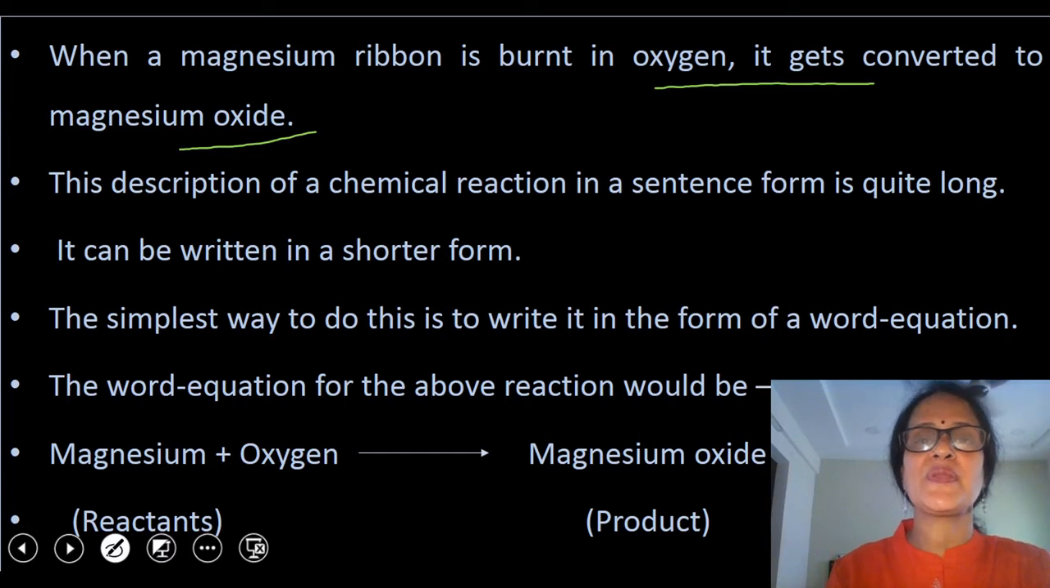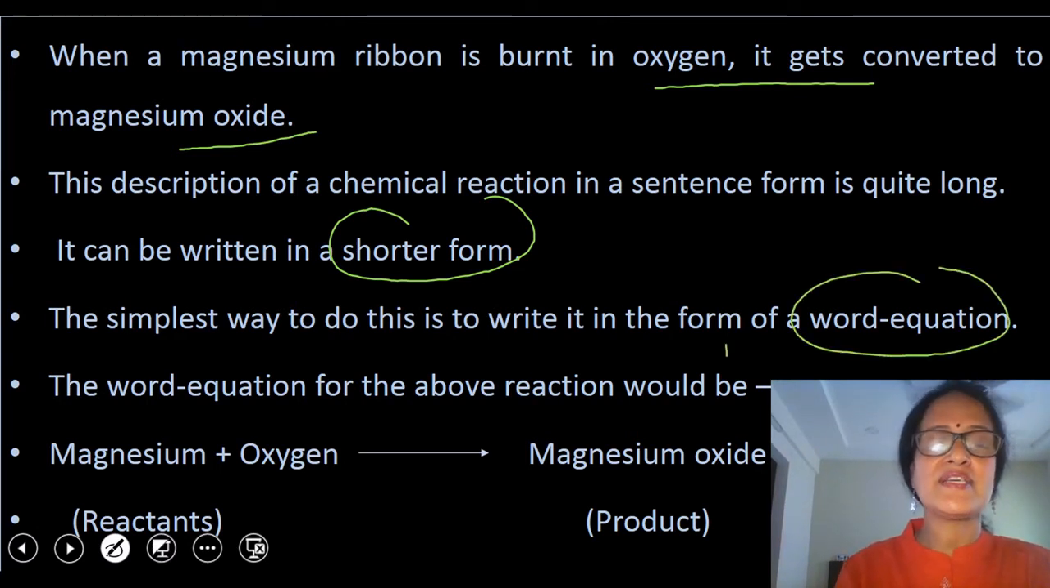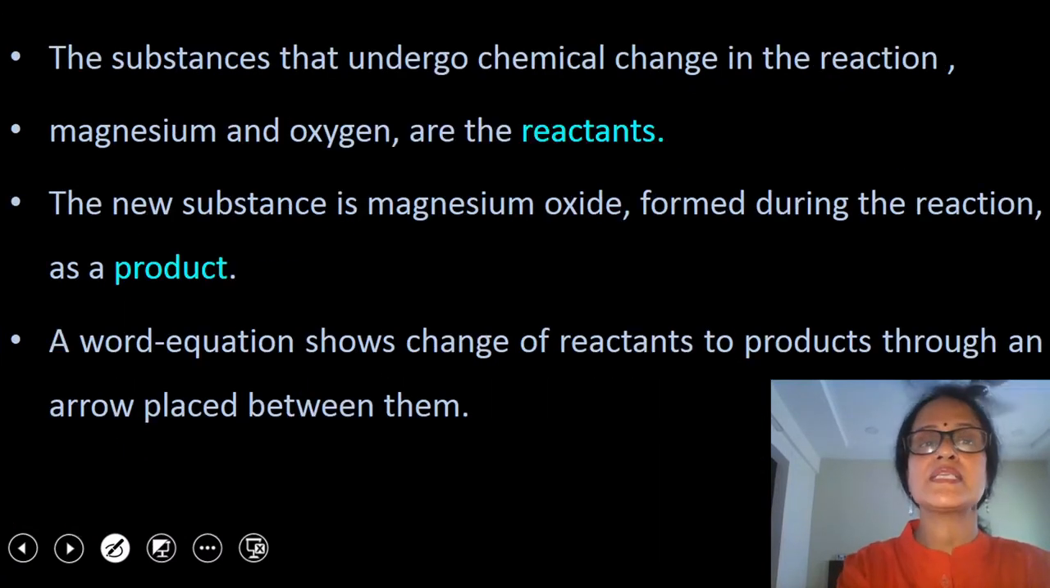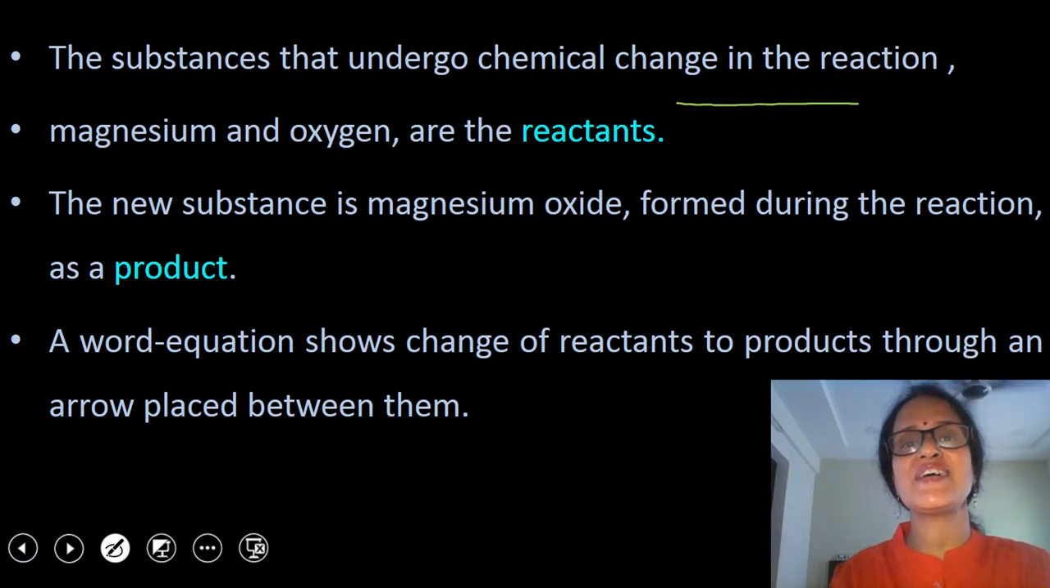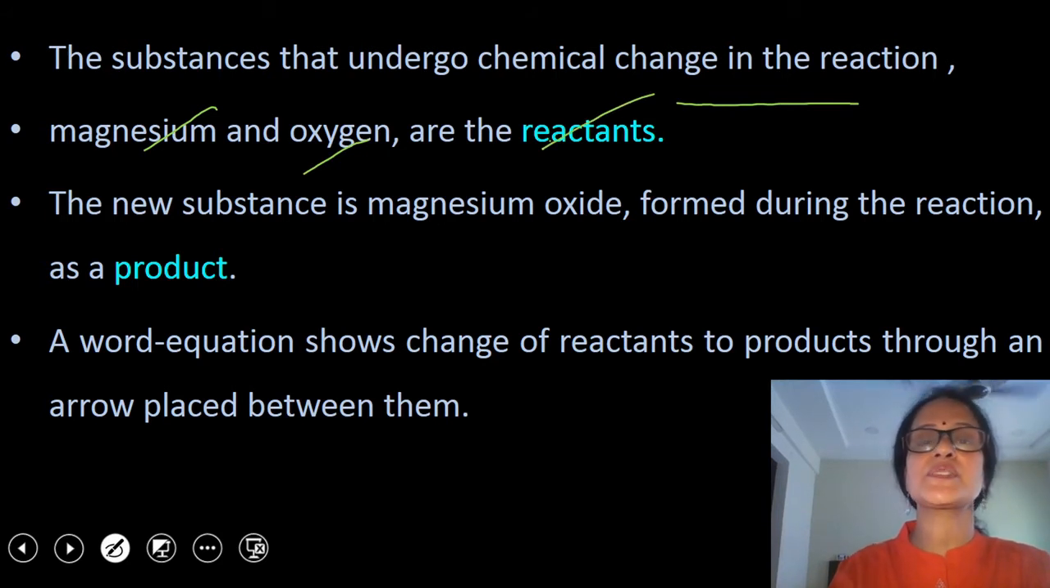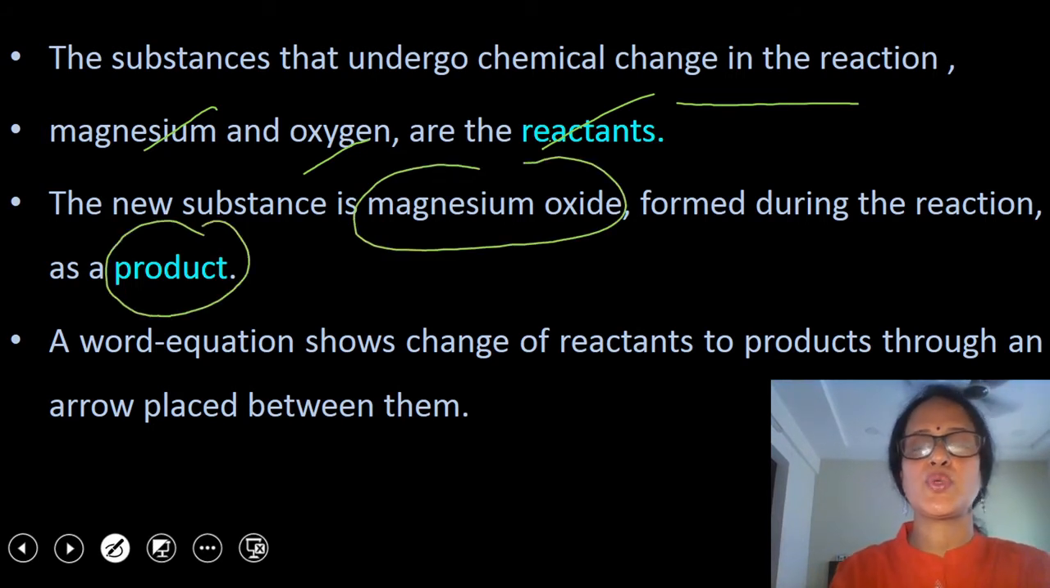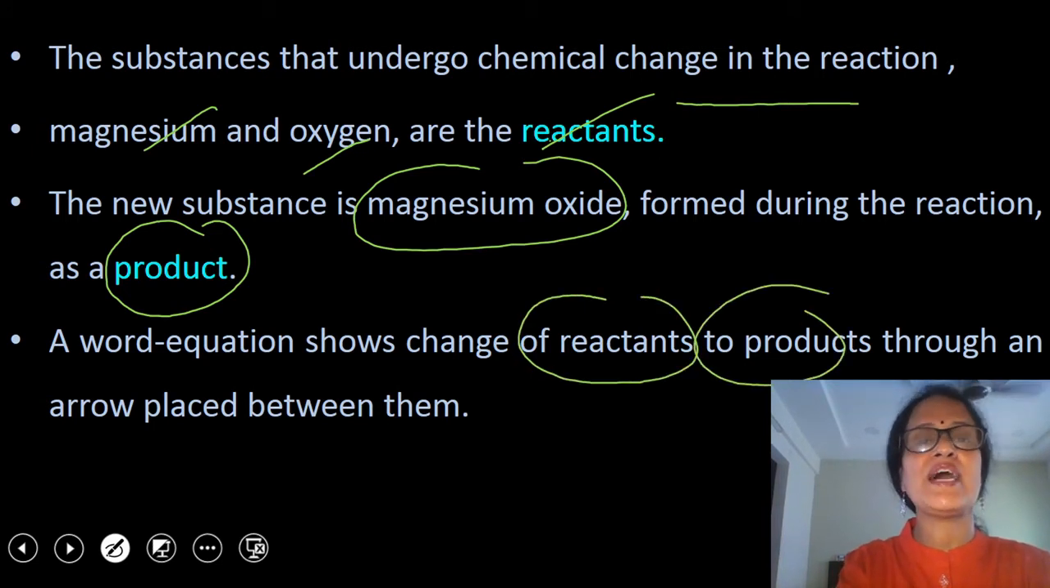If you want to explain this process to someone else, you will find that it is a very long process. So this process can be written in a shorter form. The simplest way to do this is to write it in the form of a word equation. You can write: magnesium plus oxygen gives magnesium oxide. The substances that undergo chemical change in the reaction are magnesium and oxygen, and they are called reactants. And the new substance which is formed during the course of a reaction is magnesium oxide, which is called a product.